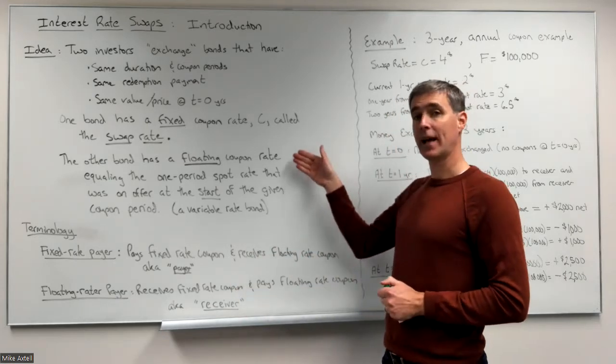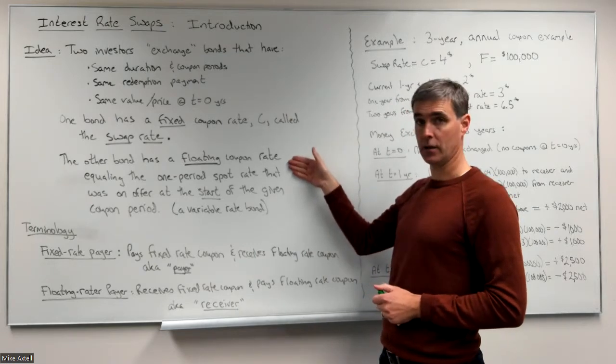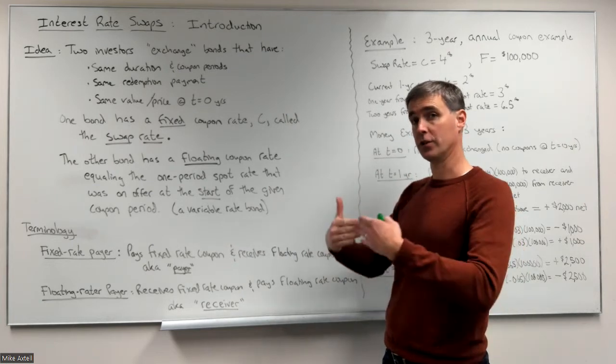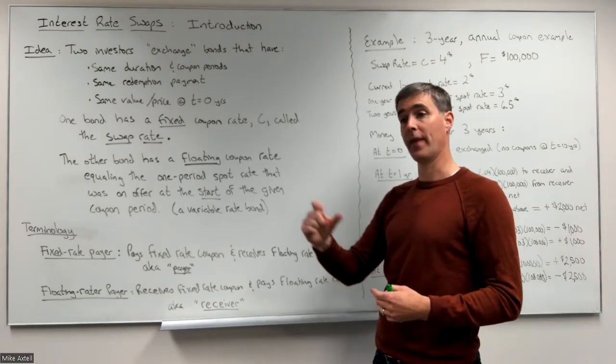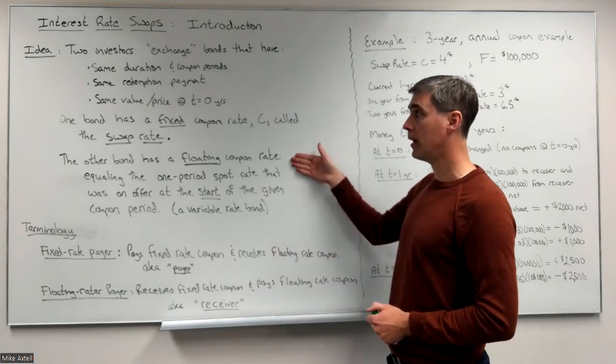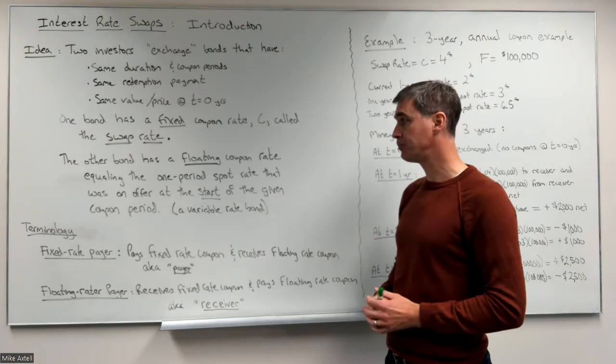So we can't at time zero predict what these future coupon rates will be. We have to wait until the start of each coupon period to determine that coupon period's coupon rate, right? So we have a floating coupon and we have a fixed coupon.